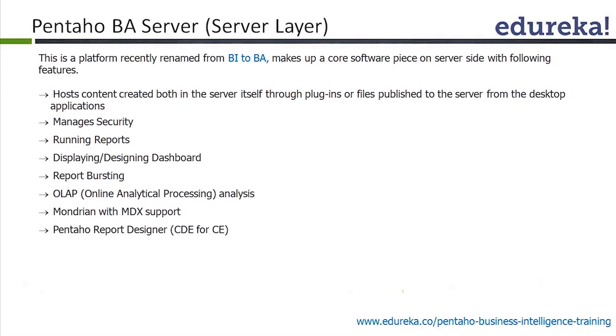OLAP: it has the capability to connect to an OLAP engine, which is online analytical processing, which we will cover in the OLAP offering. Then Mondrian with MDX support. MDX is a scripting language which is used to interface with this OLAP tool, or any OLAP tool, not only Mondrian. Then Pentaho Report Designer and CDE, dashboarding we have already covered. So this is all about BA server.